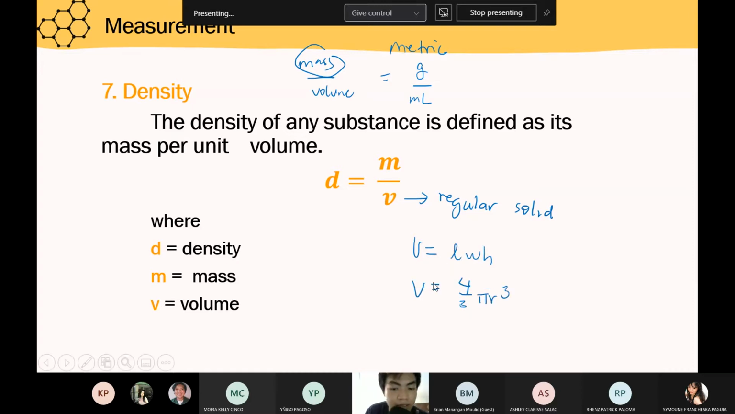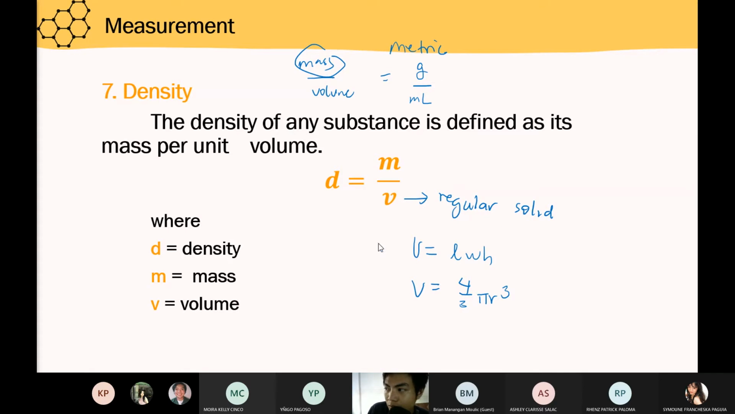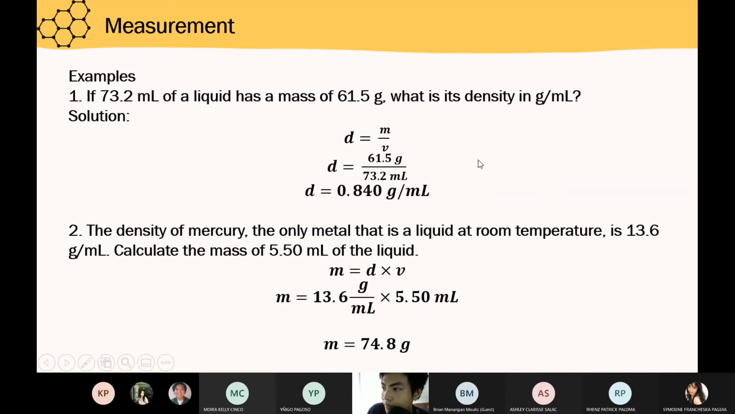So, ituro ko yan sa inyo sa susunod na meeting, okay? Or kapag may time pa tayo ngayon. So, ituturo ko how to incorporate this volume equation for the regular solid into the density equation. Okay. So again, the metric unit for the density is grams per ml, but the SI unit here is kilogram per cubic meter. Okay, kilogram per cubic meter.